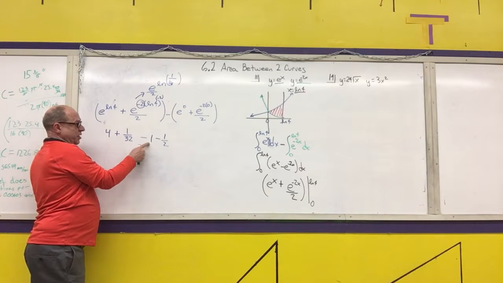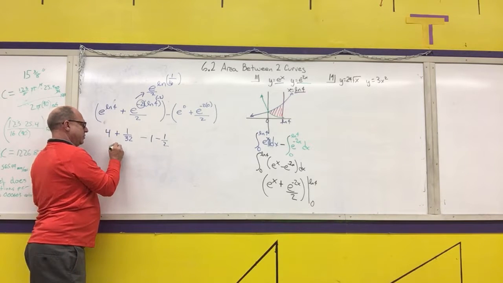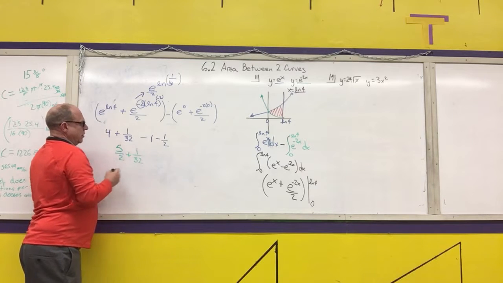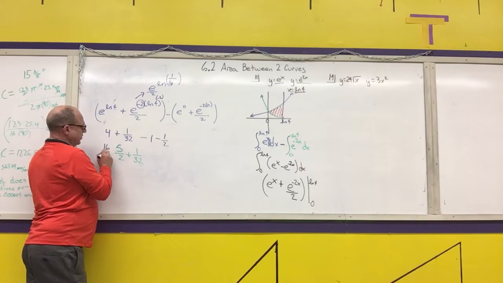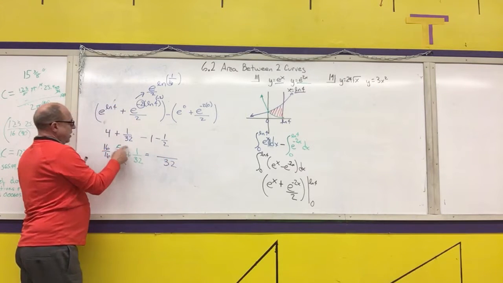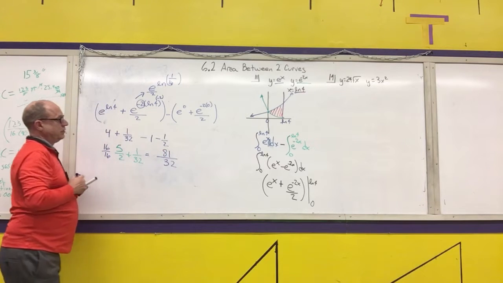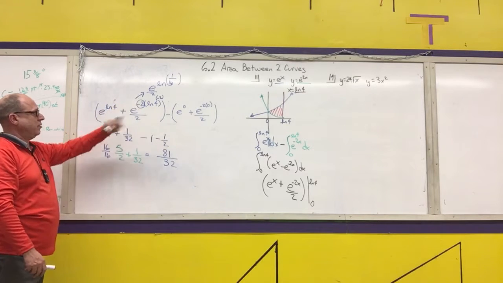4 minus 1 is 3. Minus 1/2 is 2 1/2, which is 5/2, plus 1/32. Common denominator is 32, so I multiply this by 16 over 16. And I get 81/32 would be the area of the region bounded by those curves.